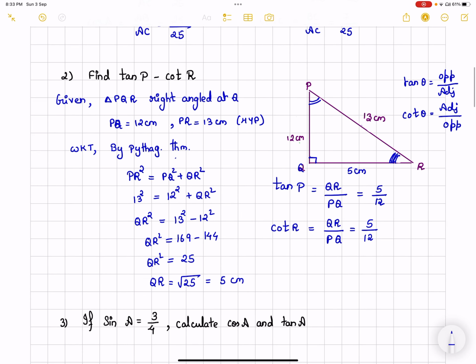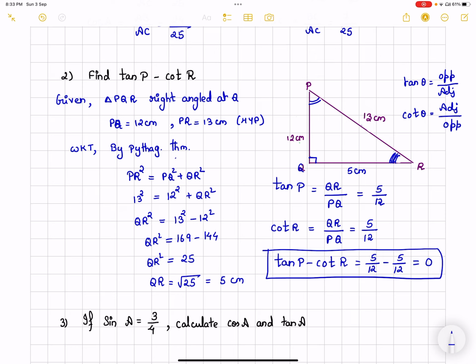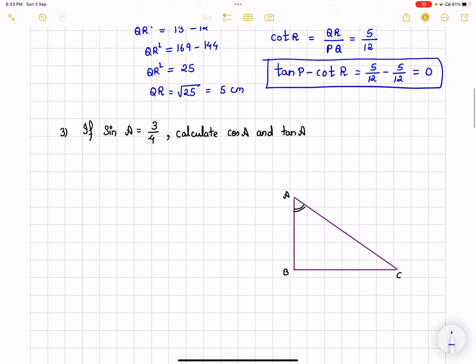Now the question is not to find these two. They are asking us to subtract tan P minus cot R, which is equal to 5 by 12 minus 5 by 12, which is equal to 0. That's it. We are done with this problem. Hope you guys understood how to solve this. Now we will move on with the next one.